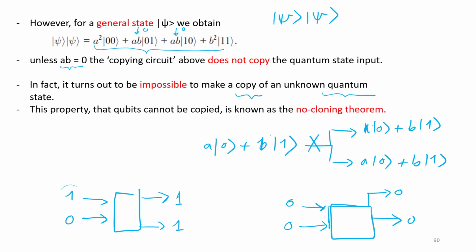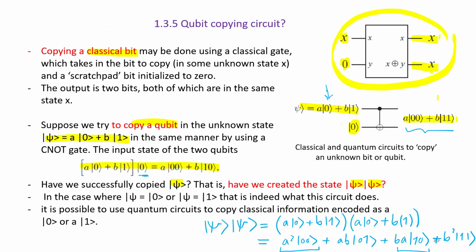But if you start with a classical one, because actually if your qubit is just one, this is like a classical piece of information. You are not in a linear combination. You don't have the probability. You have a classical bit. So using this gate, I can make a copy of a classical piece of information. If you have one, you can create one and one.